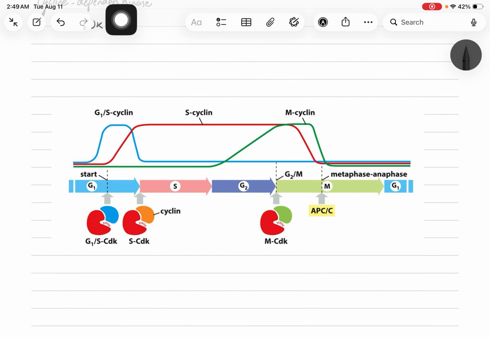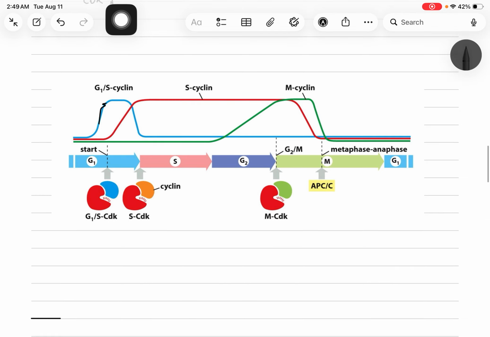So, different cyclins get made at different times. G1 cyclin and S-cyclin rises to trigger entry to S phase. See here, we have the spike, and that's the start of G1 with the G1 CDK, and then when we have the spike in the S-cyclin, we have the transition from G1 to S phase. And that's basically how we have it.